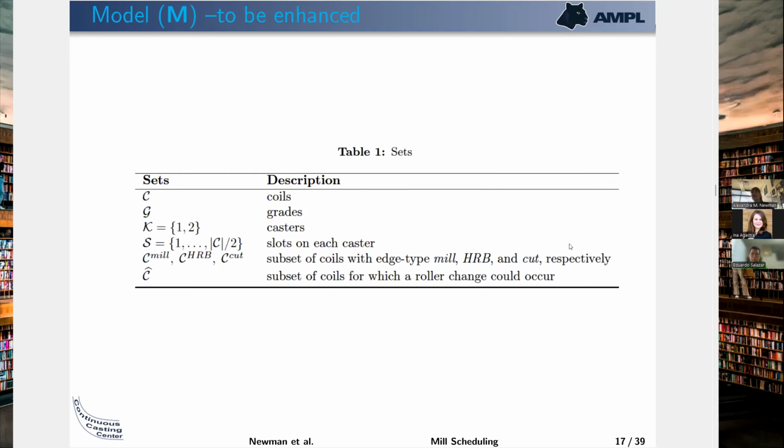Okay, next slide. So we're not going to throw too much math at you, but just a little bit to give you a sense of the groups of elements we have and then the inputs and the outputs. So our basic model here is going to have groups of coils, grades, casters, slots, the types of coils we have, and then we're going to have subsets of coils on which roller changes can occur.